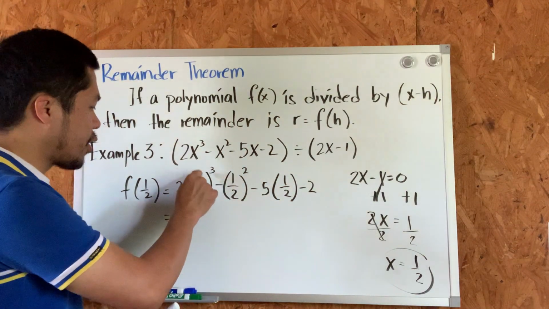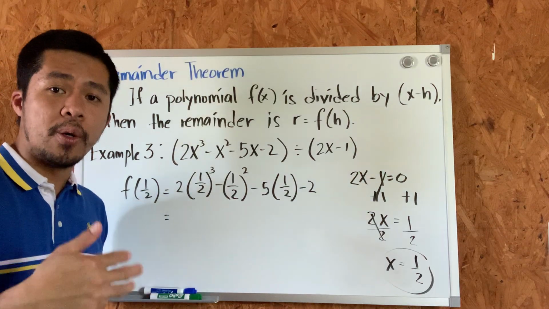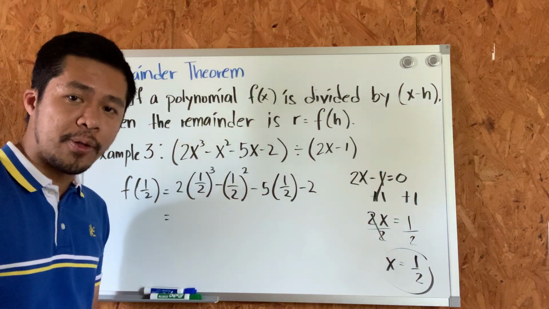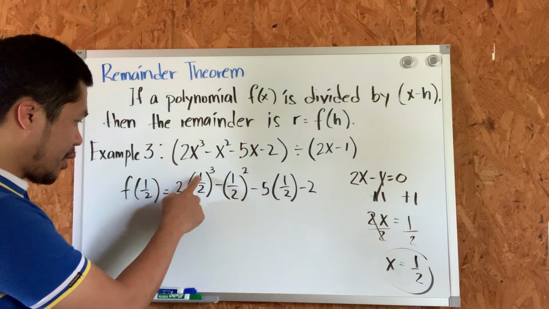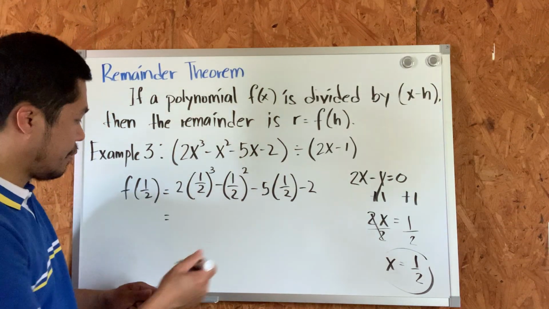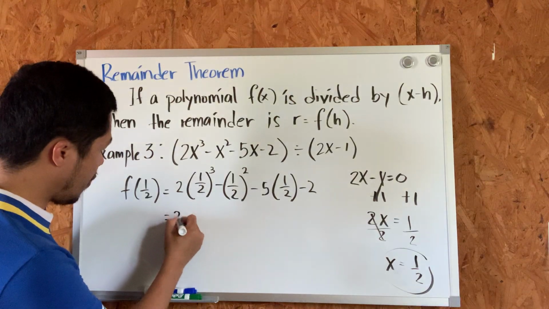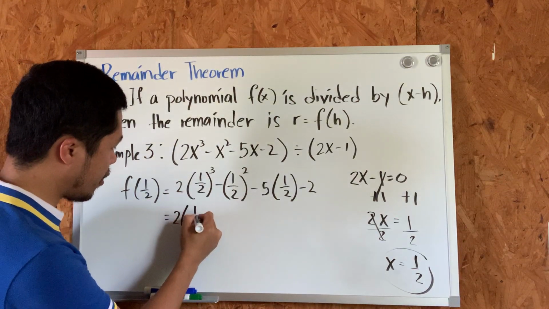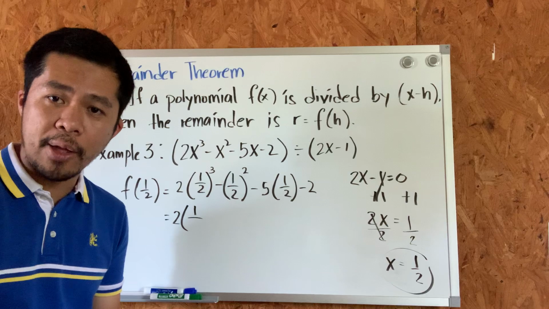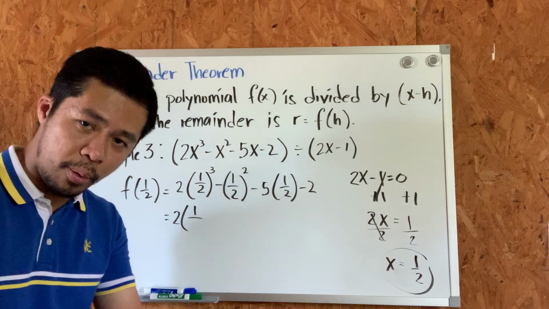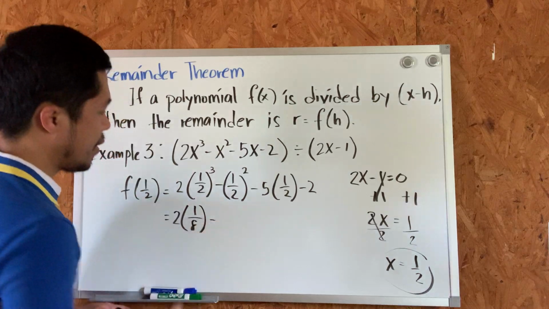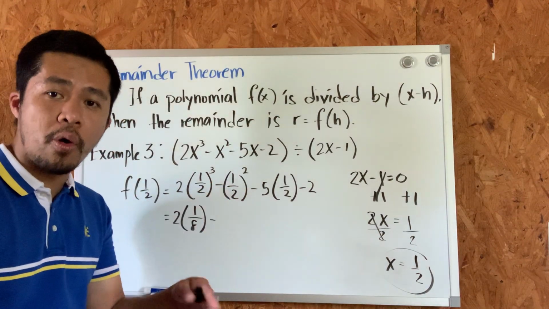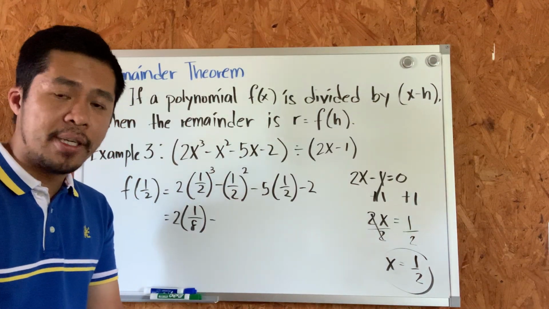Now when you have a fraction 1/2 raised to 3, that means you're going to multiply both the numerator and the denominator by itself 3 times. So this means 1 times 1 times 1. 1 times 1 times 1 in the numerator will give us 1. In the denominator, that means 2 times 2 times 2. That will give us positive 8 minus, okay, here 1/2 raised to 2, it means 1/2 times 1/2.